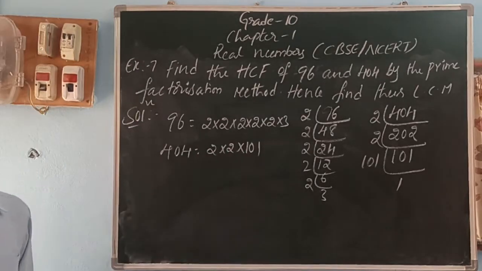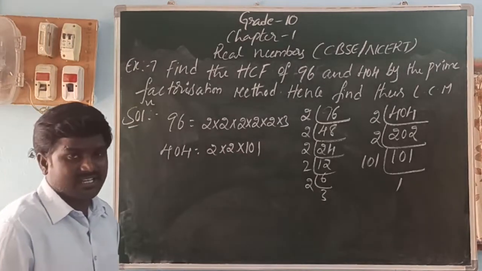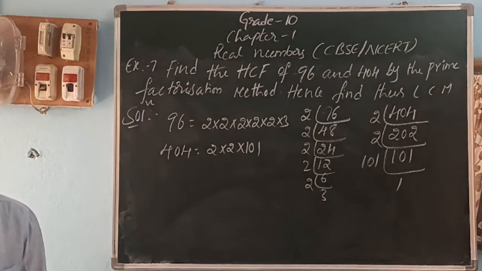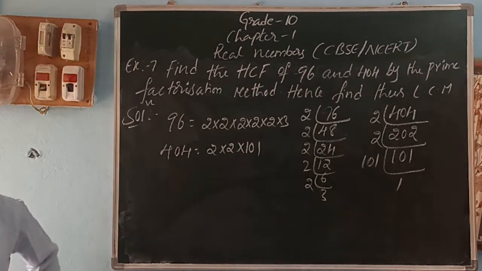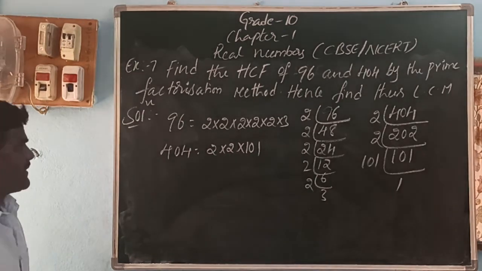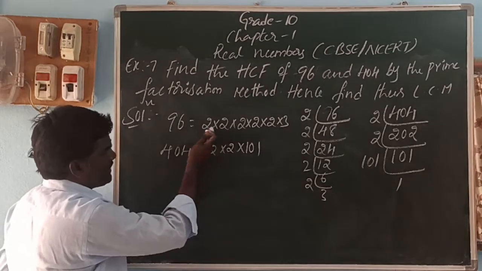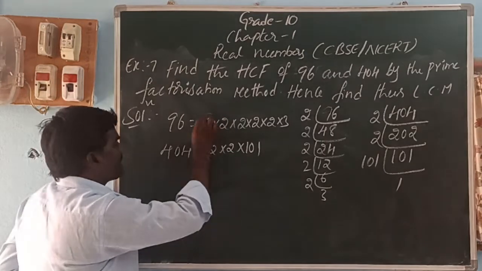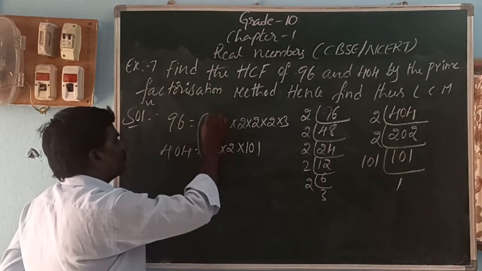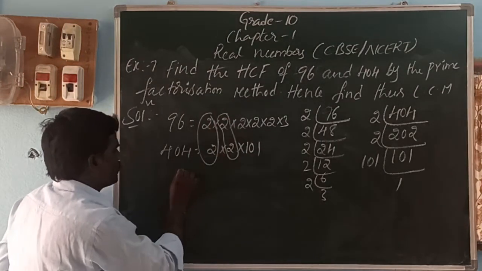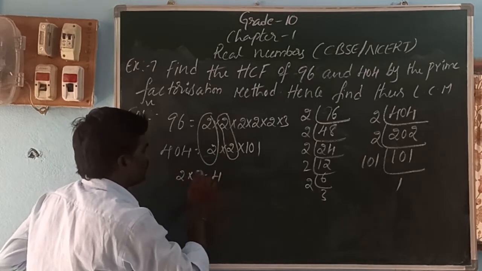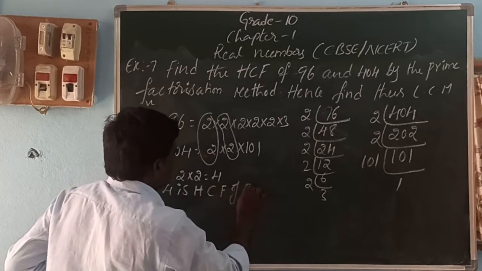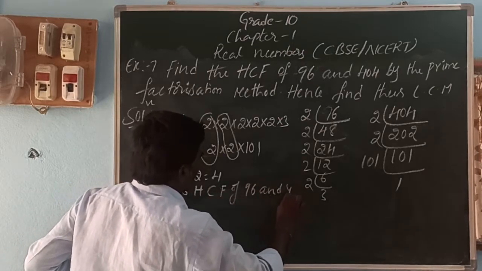So what is being asked? Find the HCF of 96 and 404 by the prime factorization method. How do we take the HCF? Take the common prime factors. What is the common factor? 2. In 96, 2 appears 5 times. In 404, 2 appears 2 times. So 2 times 2 are common prime factors, that is 2 into 2, which equals 4. So 4 is the HCF of 96 and 404.